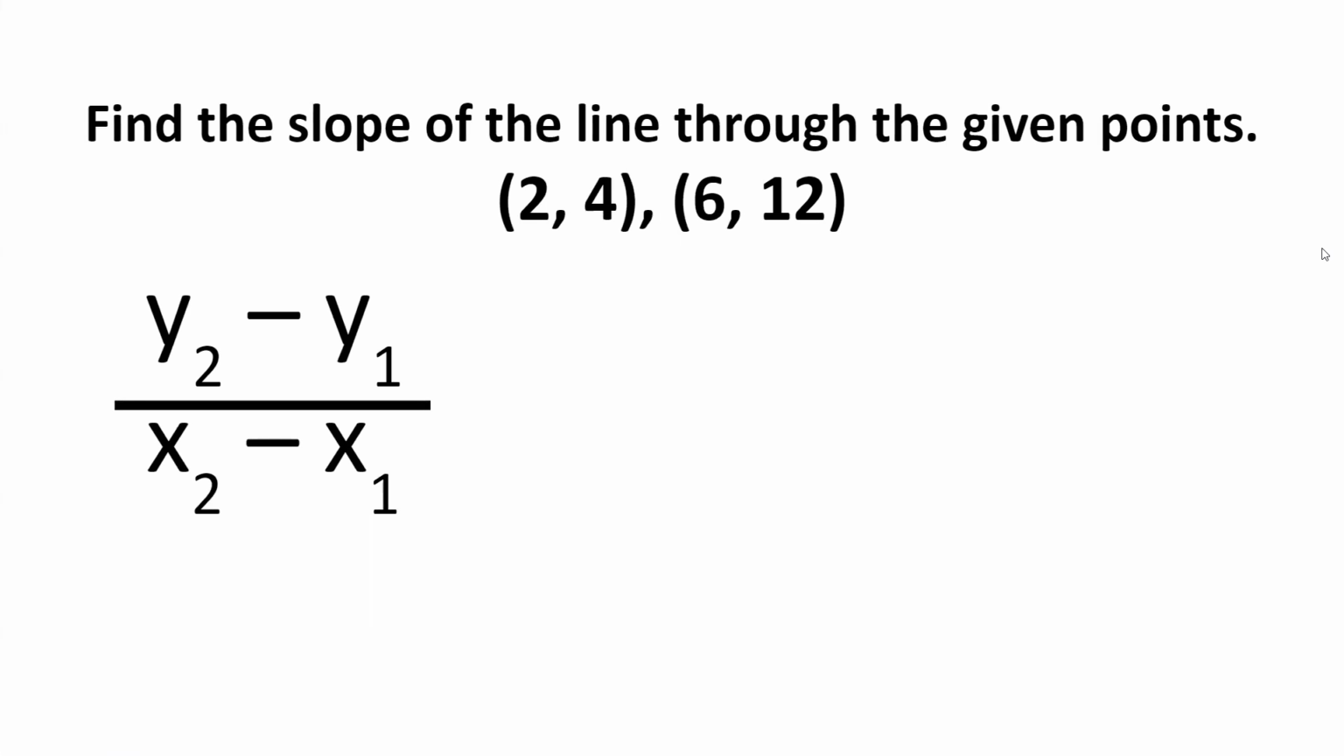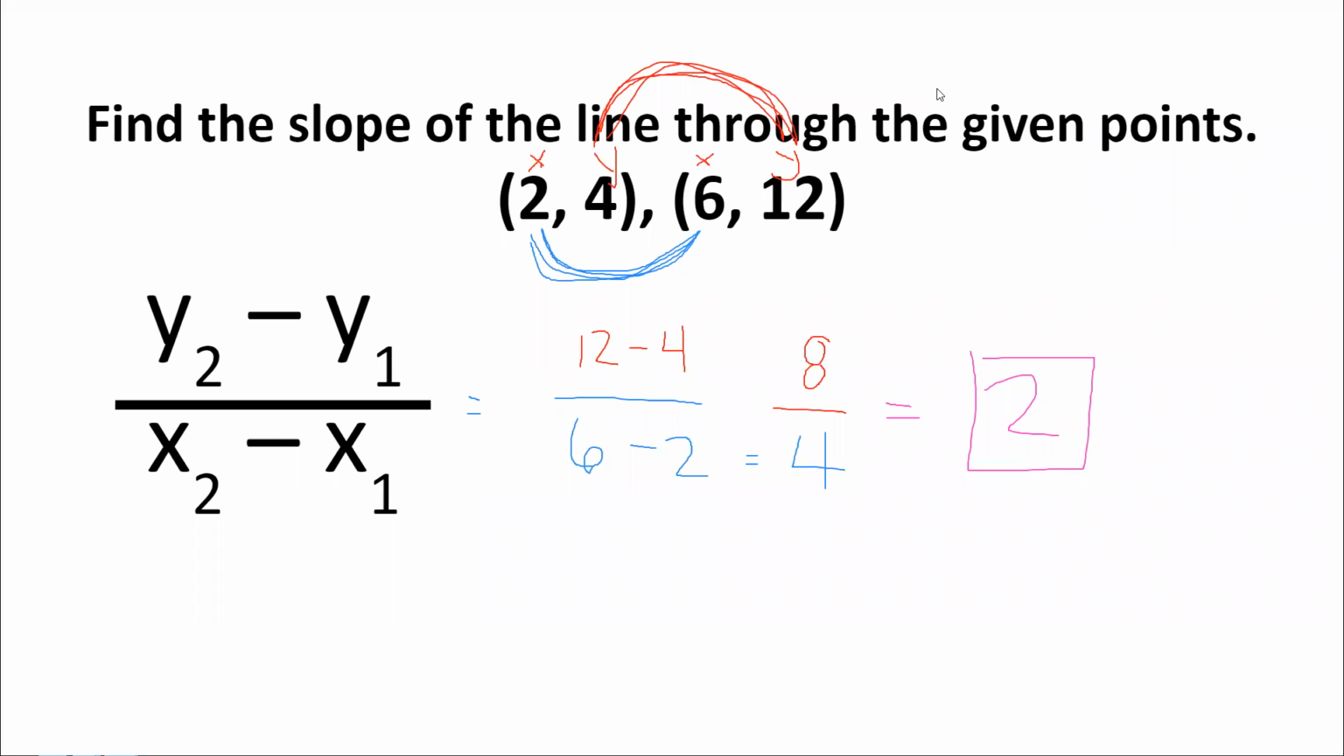Now I want you to try this problem on your own. So I gave you 2 more points. Figure out what the slope is from those 2 points. And for this problem, you should have gotten a +2 this time. So 12 minus 4 equals 8, and 6 minus 2 equals 4. 8 divided by 4 is going to give me 2.